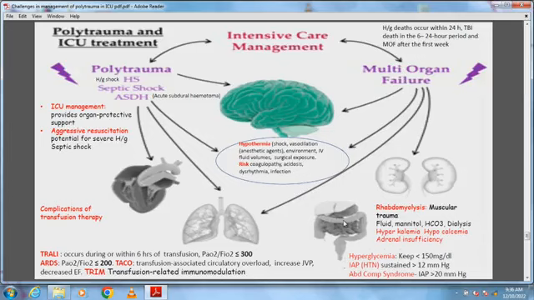Aggressive resuscitation can itself lead to hemorrhage and septic shock. Complications of transfusion therapy include TRALI, ARDS, and TACO, that is transfusion-associated circulatory overload, and TRIM, also immune modulation. Hypothermia is one of the problems that can occur in the ICU, and it can lead to coagulopathy, acidosis, dysrhythmia, and infection. Renal damage and rhabdomyolysis can occur in the polytrauma patient, with hyperkalemia, hypocalcemia, adrenal insufficiency, hyperglycemia, and if the abdomen is involved, hypertension and abdominal compartment syndrome can develop.